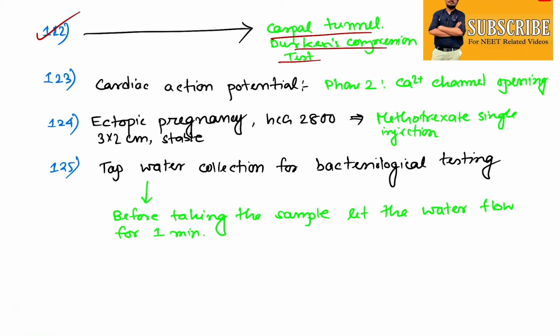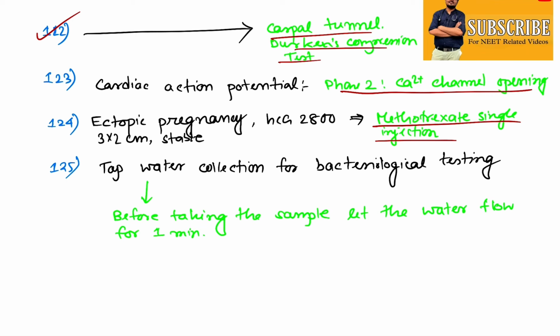Then cardiac action potential, changes in phase 2, what is the basis of phase 2? It occurs due to calcium channel opening, phase 2. Ectopic pregnancy, stable patient, 3 into 2 centimeter, hCG 2800. What will be the management? Medical management, stable patient, methotrexate single injection.